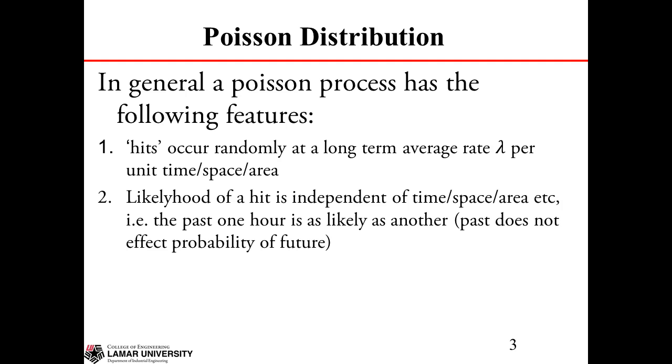Secondly, the likelihood of a hit is independent of time, space, or area, i.e. the past 1 hour is as likely as another. The past doesn't affect the probability of the future. The third one is that the chance of a simultaneous hit is negligible. For instance, in the earthquake example, we don't consider the situation where you have 2 earthquakes occurring at the same time. That's almost impossible, because this is in a specific area, like the LA area. We don't take that into account, so the Poisson distribution doesn't treat simultaneous hits.